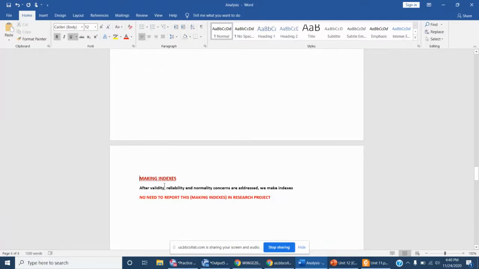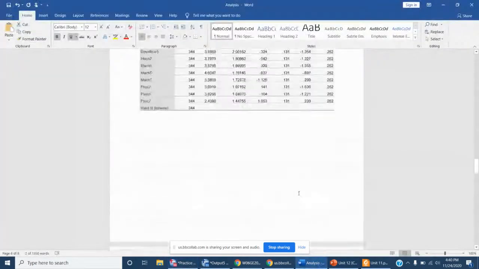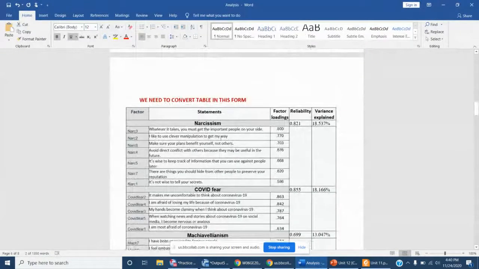Okay, now we move on to our next task, which is how to make indexes. First we need to understand the purpose of making indexes. So I will again refer to my factor analysis table, because this table will now become the source of analysis in our data.